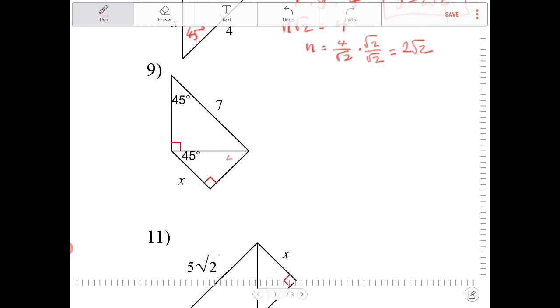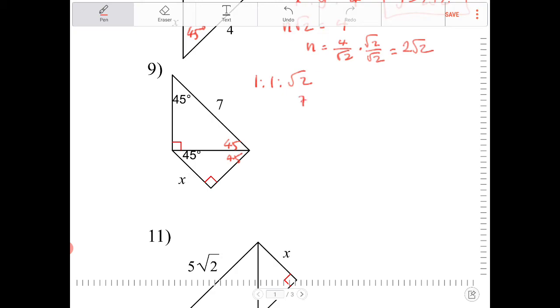Let's do this again. 45. So this is 45. And I'm dealing with a 45, 45, 90 triangle. So the 7 corresponds with the radical 2. I need to figure out what the other sides are. So n radical 2 is equal to 7. Divide both sides by radical 2. N is equal to 7 over radical 2, or this is 7 radical 2 over 2. This is the factor that I'm multiplying. So this guy right here is 7 radical 2 over 2, and this guy is 7 radical 2 over 2.